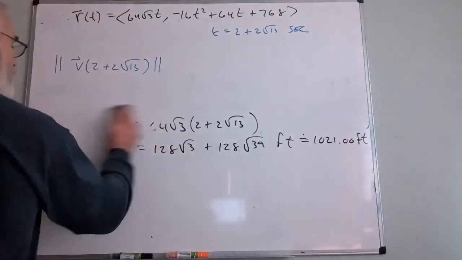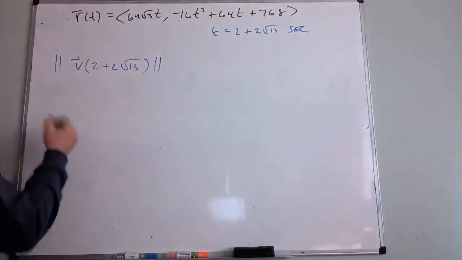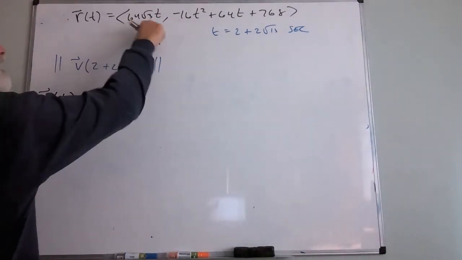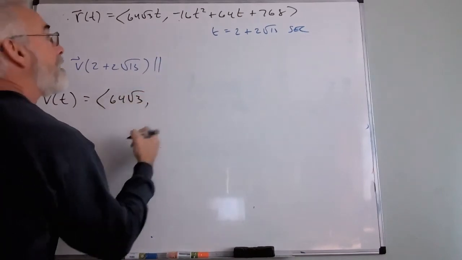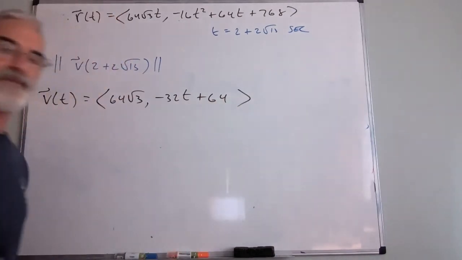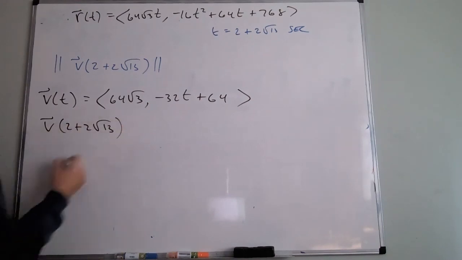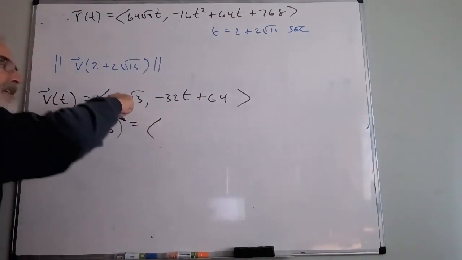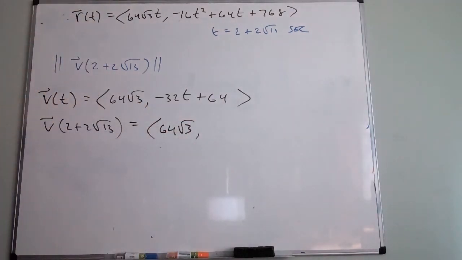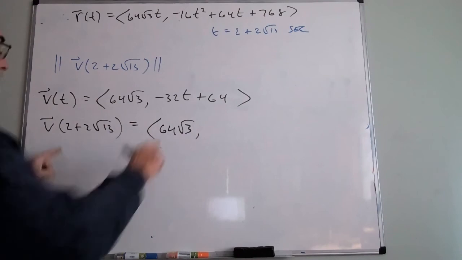So I go back to the original problem and take the derivative of my r of t. So V of t is, this is a linear function, so it's just 64 root 3, negative 32t plus 64. That's V of t. Now V of 2 plus 2 root 13. Well, you notice this isn't going to change. Mr. Brown said your horizontal speed is never going to change, and we just showed it's a constant. But this will.